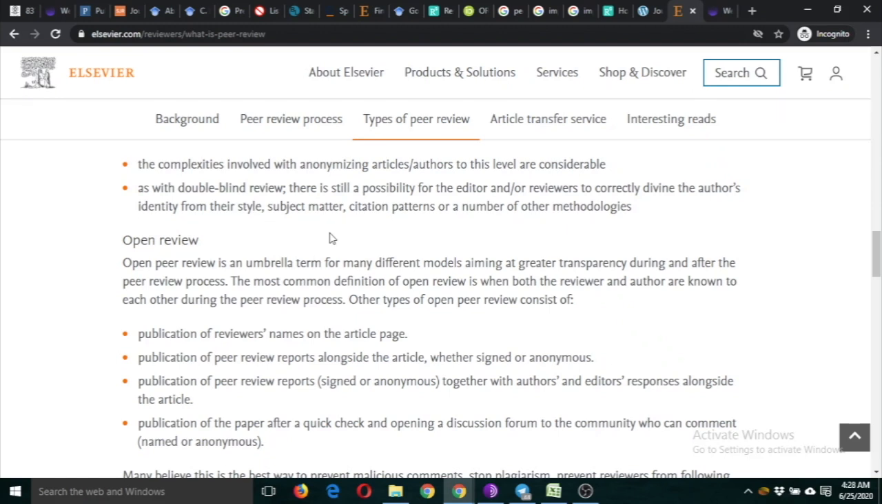So these are the four types of peer review process which are carried out in most of the journals today. You can find these details on the Elsevier site, under reviewers, what is peer review. Whenever you submit any article to a journal, the peer review process is given on that site, so you can find out which peer review process the journal follows, in which you are submitting your article.